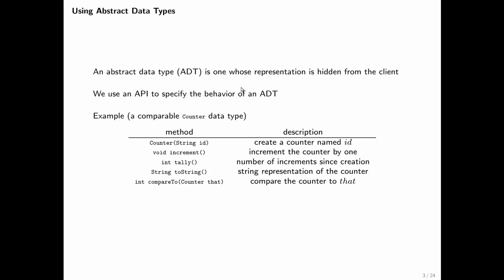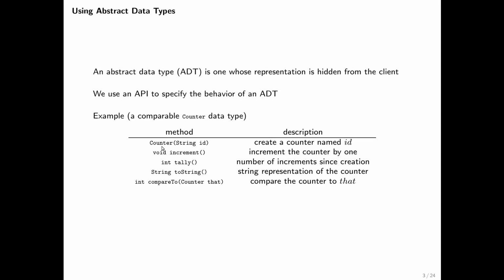So the first method that you see in the API, called Counter, has a special status. It's called the constructor. Okay, and that's what allows you to build an object of the counter data type. So we can build an object of counter, giving the constructor the ID of the counter as a string.